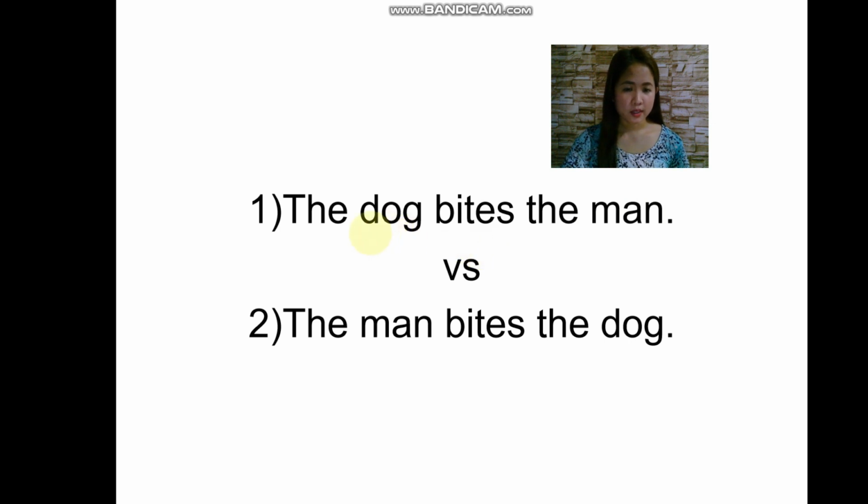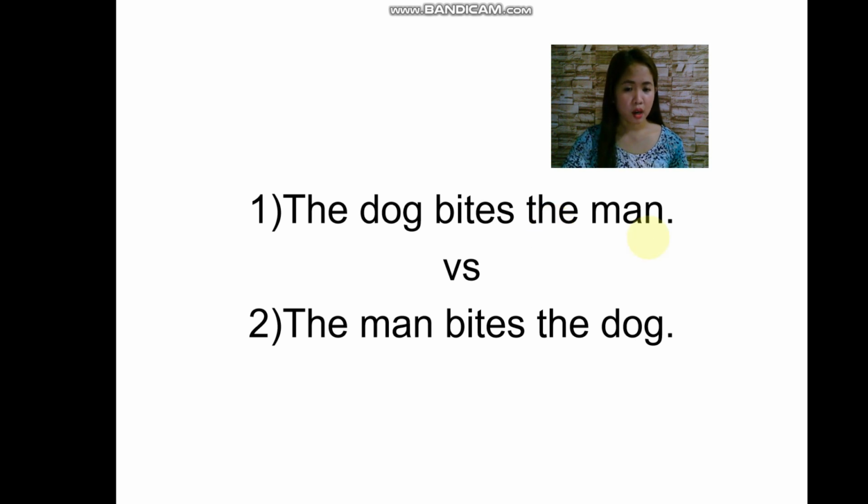The dog is considered the subject because it is the doer of the action. Bites is the verb or the predicate, and the man is considered the object, since the object answers the question either what or who. The dog bites who? The answer will be the man. Again, for the first sentence, we have the word order or the pattern subject, verb, object.